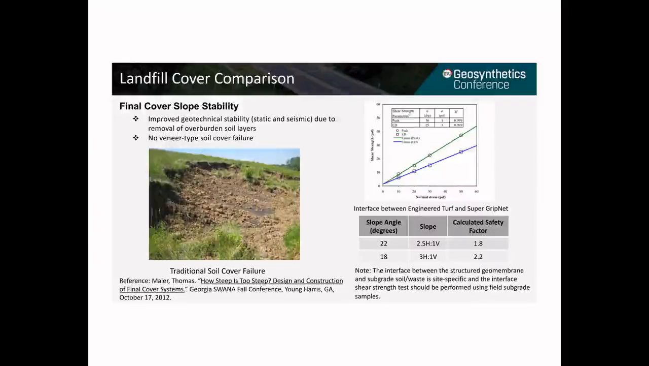The figure on the right shows the results of interface shear testing between the engineered turf and SuperGripNet, one of the structured geomembranes. The results show a peak friction angle of 36 degrees. Using this friction angle, the slope stability factor of safety was estimated to be 2.2 for a 3-to-1 slope and 1.8 for a 2.5-to-1 slope. The engineered turf cover makes it possible to close landfills with existing steep side slopes, as long as the overall waste mass is stable.